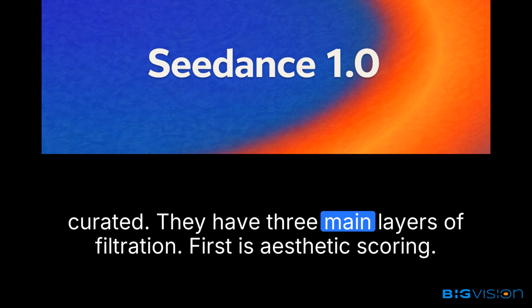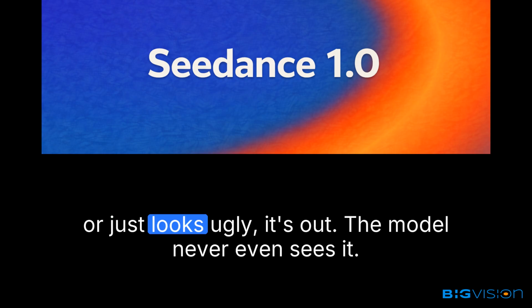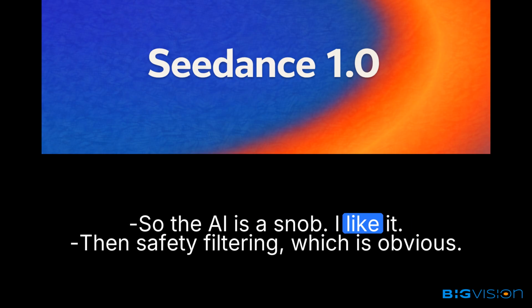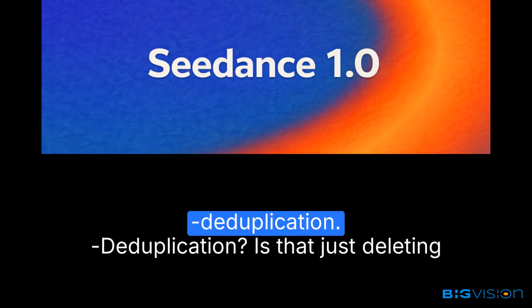They have 3 main layers of filtration. First is aesthetic scoring. If the video is blurry, has bad lighting, or just looks ugly, it's out. The model never even sees it. So the AI is a snob. I like it. Then safety filtering, which is obvious. But the really clever one is semantic deduplication.